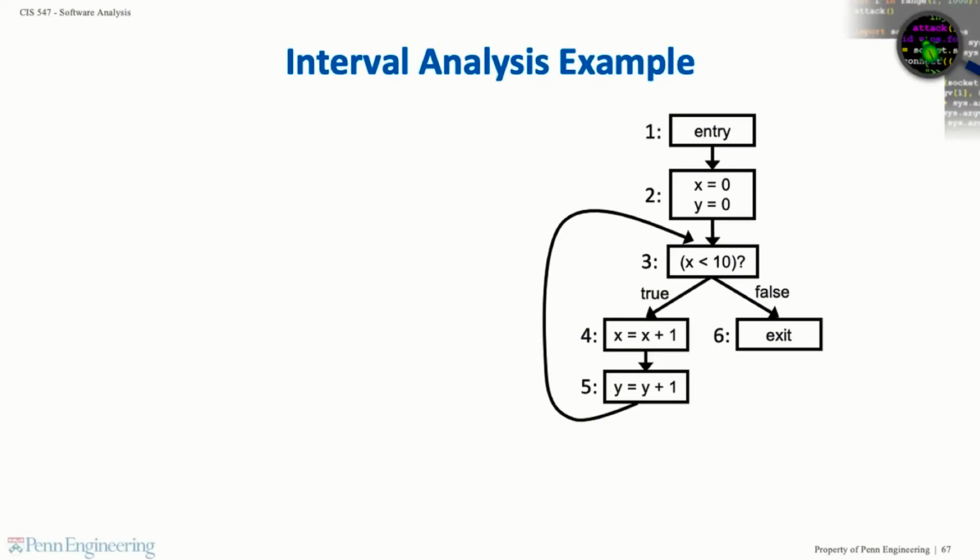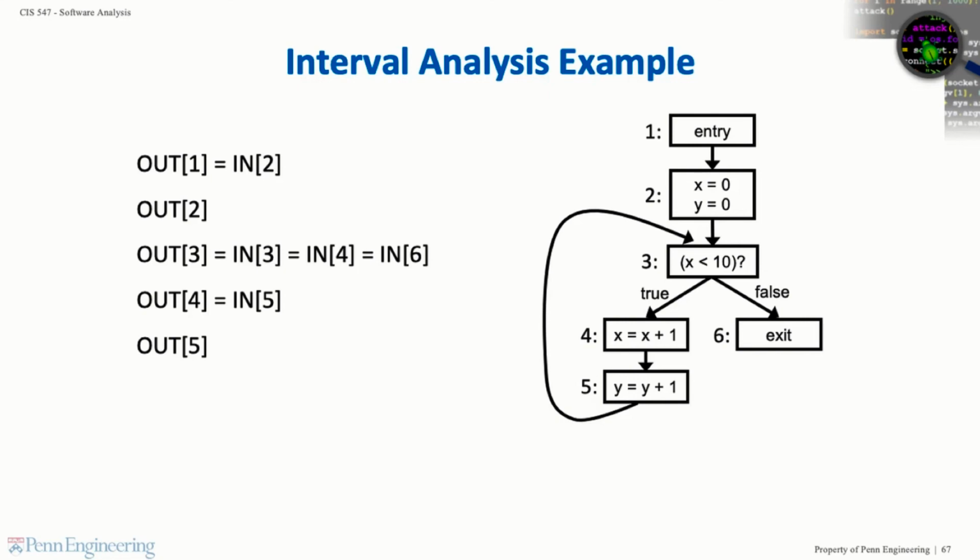Now, let us walk through a simple example to illustrate how interval analysis operates step by step. In this example, to avoid clutter, we will not write all the in and out results, since some of them are the same. For instance, the result at the exit of node 1 is the same as the result at the entry of node 2. Likewise, the result at the exit of node 4 is the same as the result at the entry of node 5. So we will only show the results at the exit of nodes 1, 2, 3, 4 and 5.